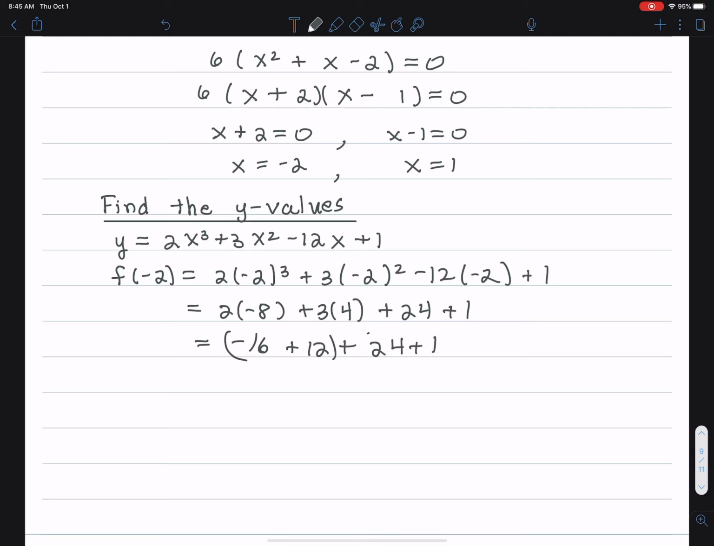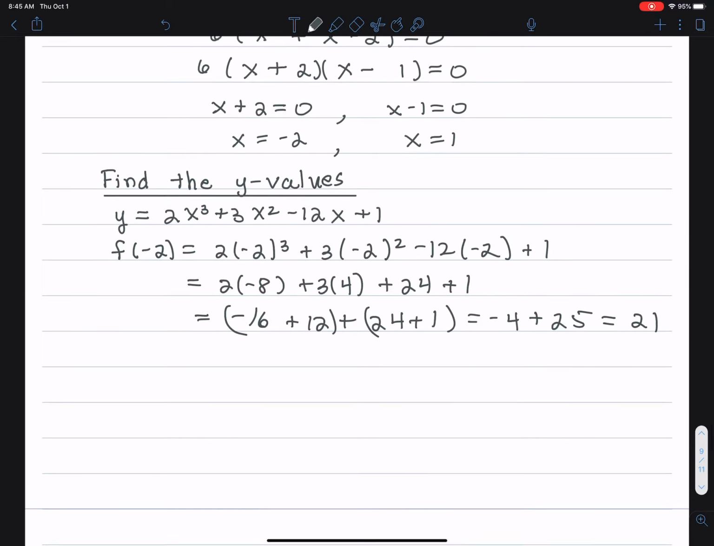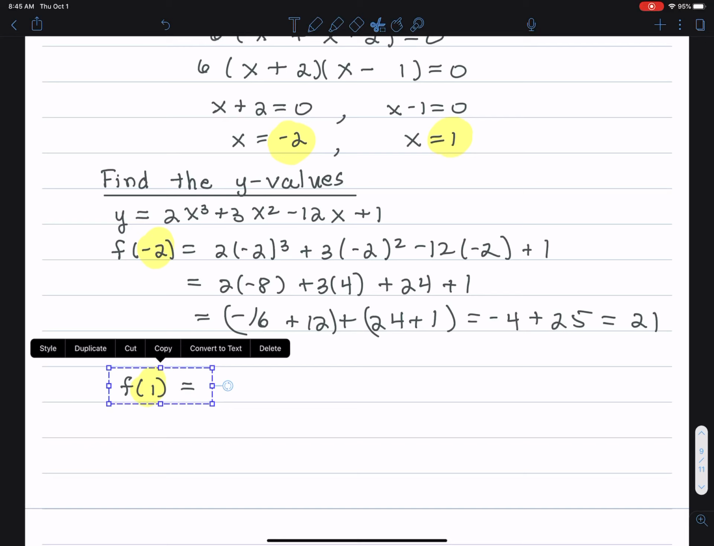Okay, I'll just group so I can have something that I think is a little easier to see. Okay, so apparently that gives 21. So that gives 1 point: when x is negative 2, y is 21. And then I'll just go ahead and do f of 1. So what I'm doing here is I'm putting these values into the original function. It's a little cramped. Maybe just put this down a little, skip a line.